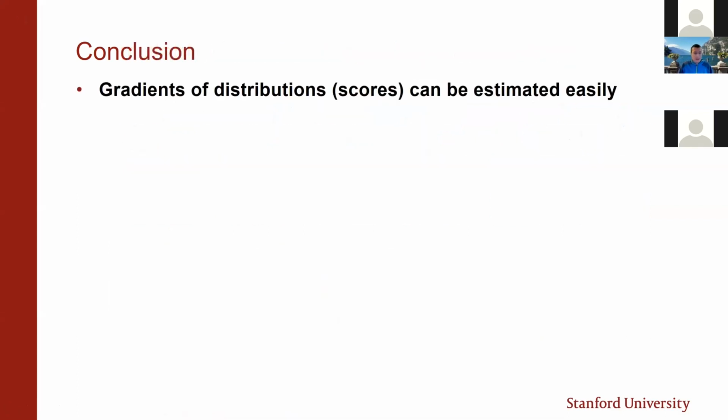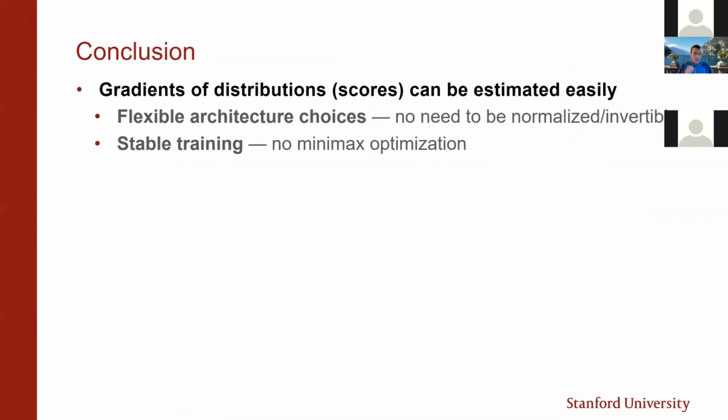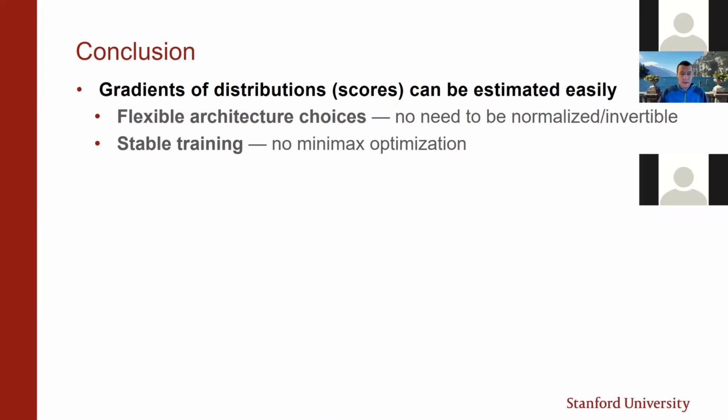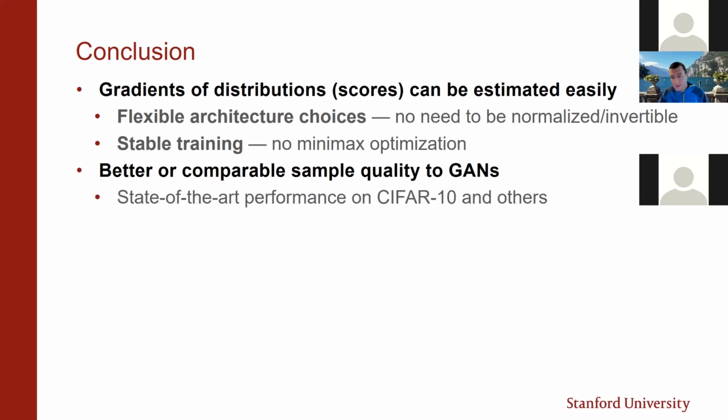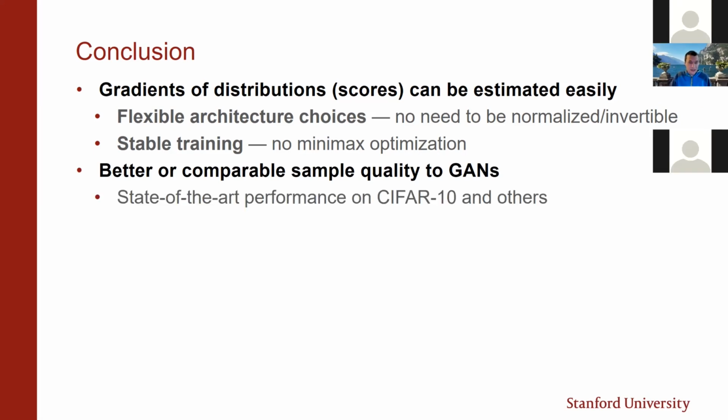I think the key message is to think about this new class of generative models based on scores. They are nice because you can plug in whatever architecture you want for the scores. You don't have to worry about normalizations or invertibility. You can train them by score matching, which means no minimax optimizations. They are stable. You're optimizing a proper scoring rule. So they're nice theoretically, and they work in practice. They give you high sample quality, comparable to, and better than, GANs in many cases, which is very exciting, given all the engineering that went into GANs.